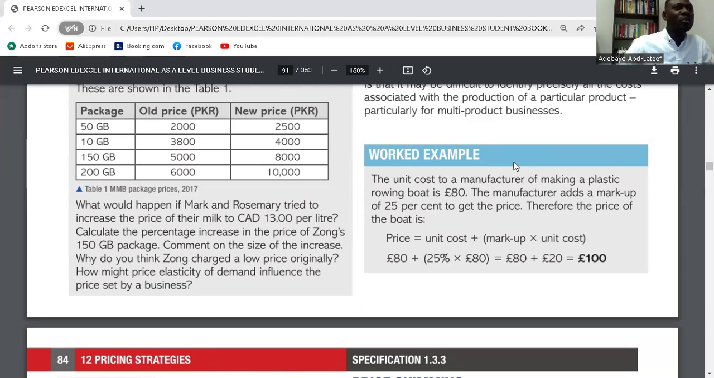Before now, it was 100 units. The fixed cost is constant. But now you are producing 300 units. The fixed cost will now be split over the 300 units, not 100 units anymore. Do you understand? So it starts reducing too.